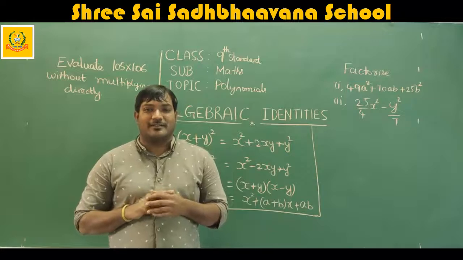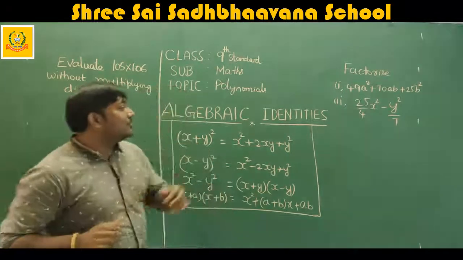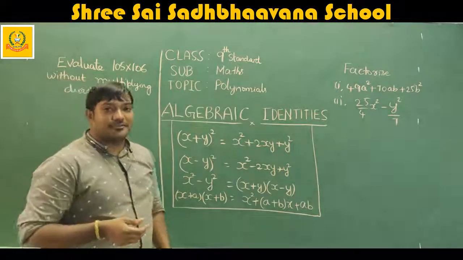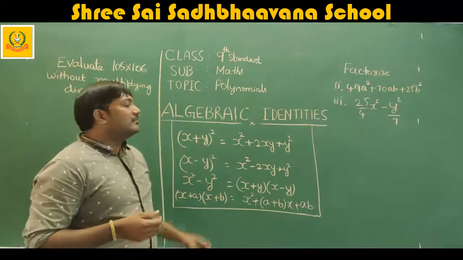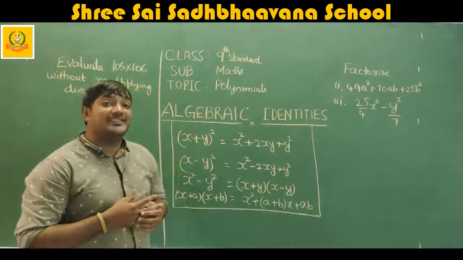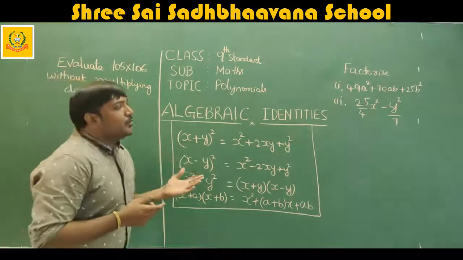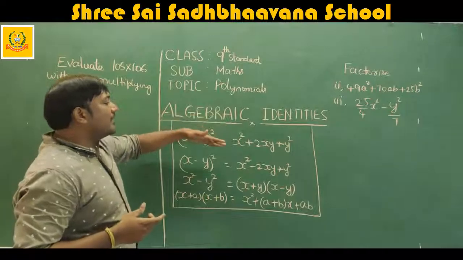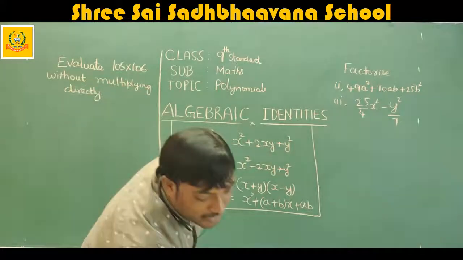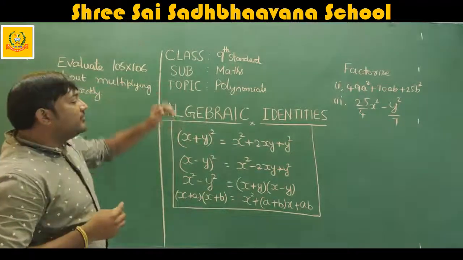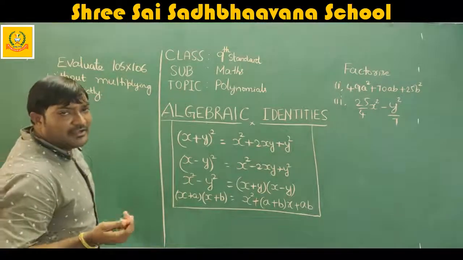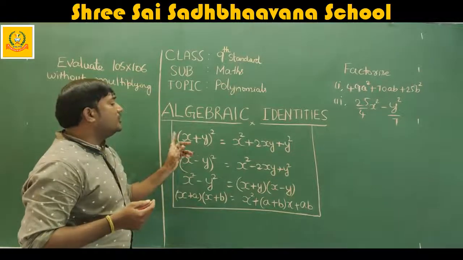Hi students. Okay, today we are going to discuss the topic from polynomials, the algebraic identities. These are the formulae which you came across in 8th standard also. So here, how can we use these algebraic identities to expand or to factorize? Those kinds of sums we are going to discuss. Before going to that, just let me revise the identities you studied in your 8th standard.